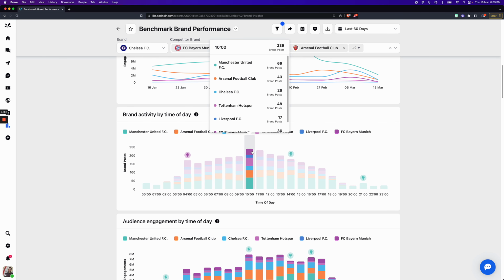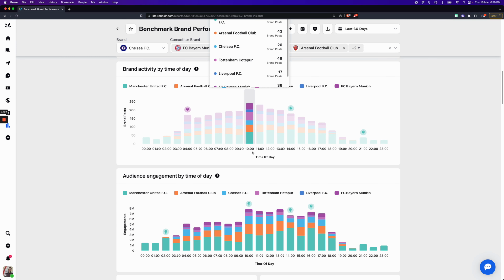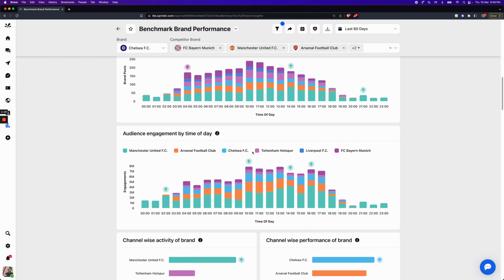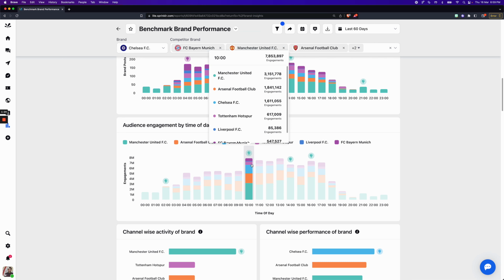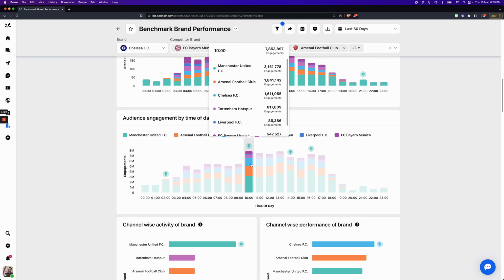So we can see that 10 a.m. is probably the time where the most engagement is happening. And sorry, this is when they're active the most, and this is when they're engaging the most. So again, 10 a.m. seems to be the time where most audiences are active.